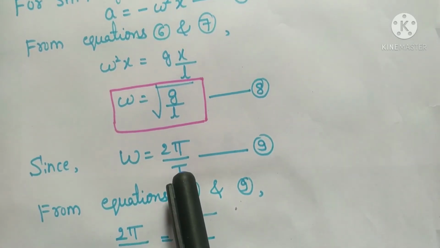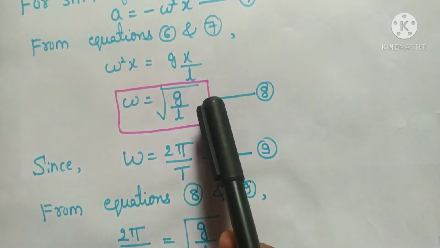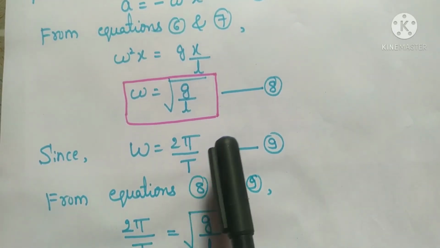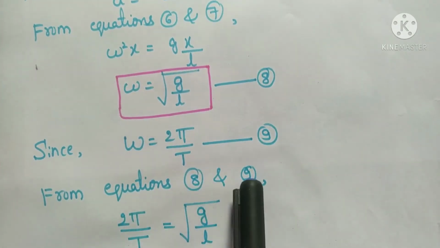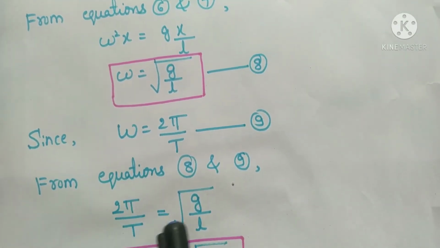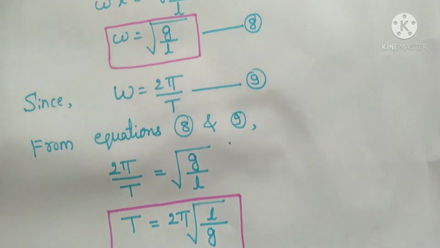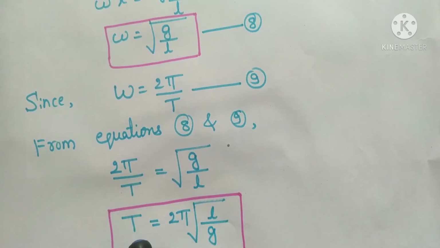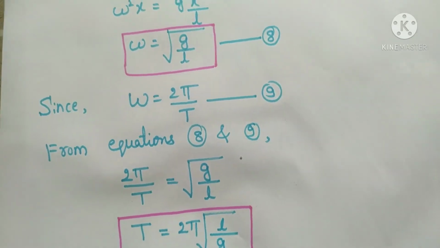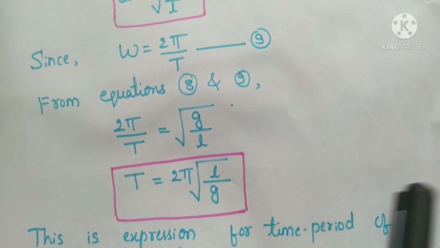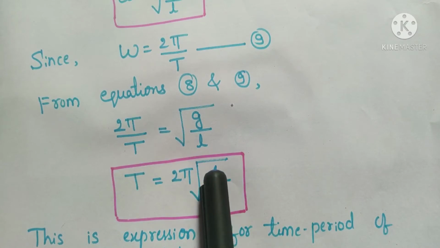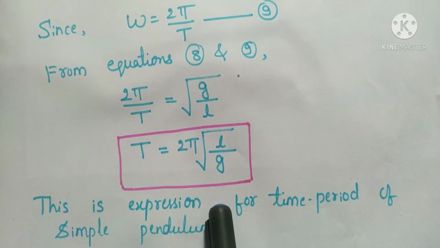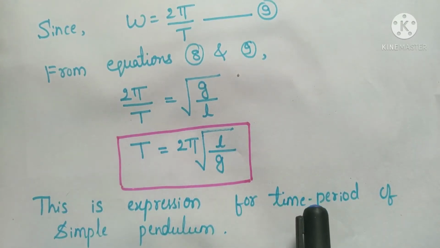Now again the LHS terms are the same. If you compare equations 8 and 9, the LHS terms are the same, so we can equate the RHS terms. So from equations 8 and 9 we can write 2 pi by T equals square root of g by L. Now if you rearrange the terms, the expression for the time period can be written as T equals 2 pi into square root of L by g. So this is the expression for the time period of a simple pendulum.